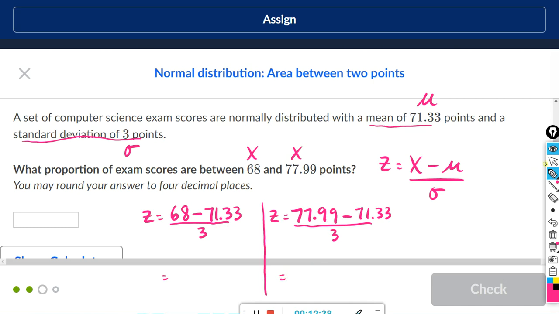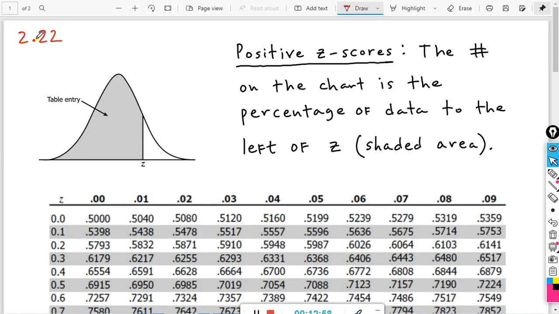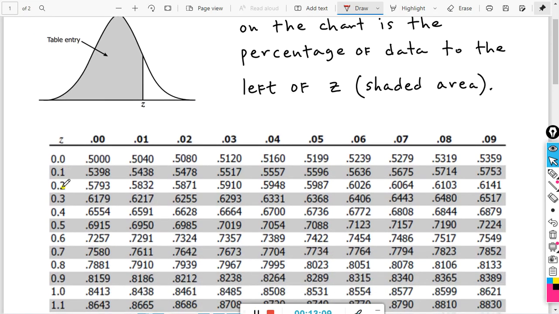Now, both of these I'm going to do on the calculator. So my z-scores are negative 1.11 and 2.22. So I'm going to use the page for the positive scores for this one and the negative scores for this one. Everything else is the same. All right, so the first z-score was 2.22. I'm on the page with the positive z-scores, and the z column is right here. We're looking at 2.22. All right, let's go down the column here.